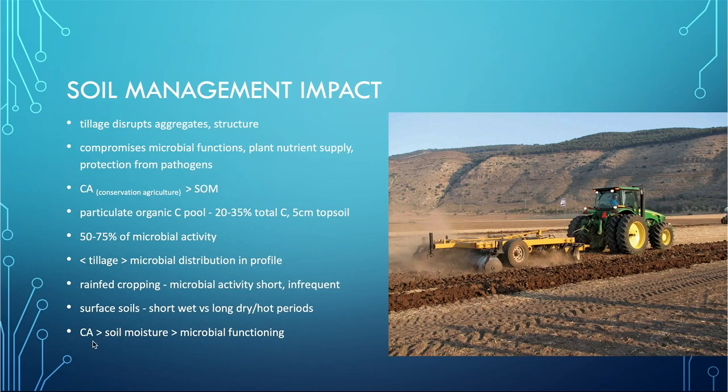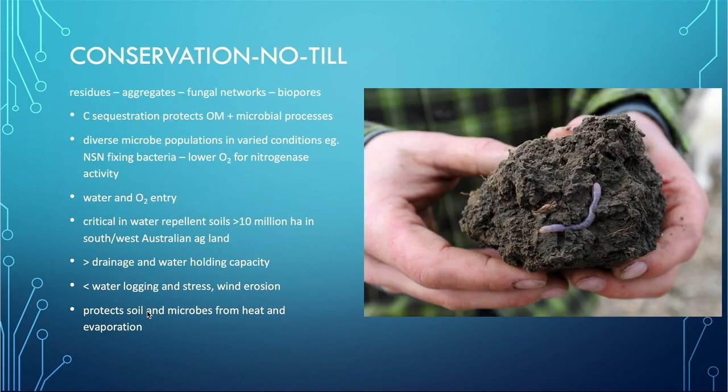But if we actually use conservation agriculture, which means no-till, I would say, but reduced tillage still disrupts things. So no tillage, stubble retention, constant crop cover. If we can increase that, we can increase soil moisture and we can increase microbial functioning. So it's particularly important, this conservation agriculture in rain-fed cropping systems.